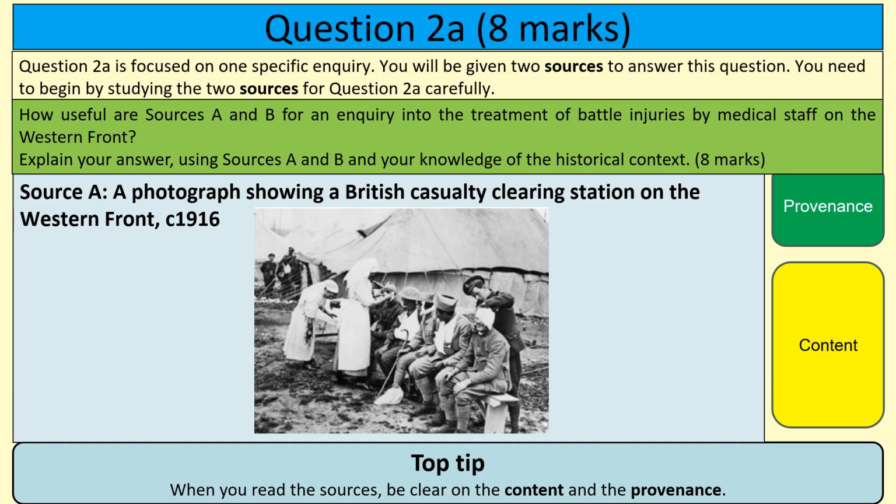So let's have a look at this question. The question says, how useful are sources A and B for an inquiry into the treatment of battle injuries by medical staff on the Western Front? Now, what I would be doing in terms of decoding the question is underlining that part of the question where it says treatment of battle injuries by medical staff. So that's the kind of inquiry we're looking at. And then we're thinking, okay, how useful would these sources be for answering that question? And then the question goes on to say, explain your answer using source A and B and your knowledge of the historical context. And that's absolutely crucial as well.